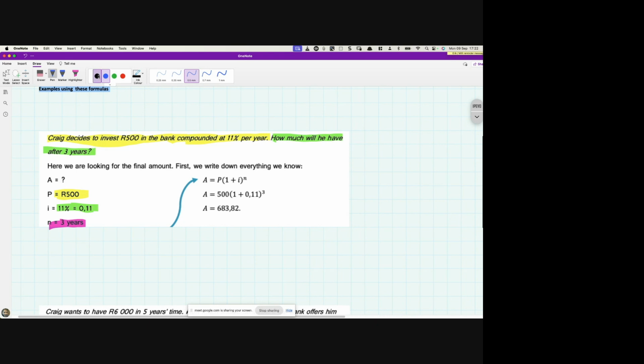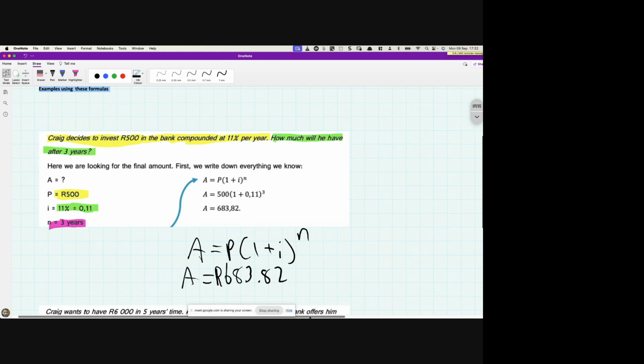Now what you need is the correct formula, and all you need to do is put these values in the right place to work out that Craig will end up with 683.82 in his bank account after 3 years.